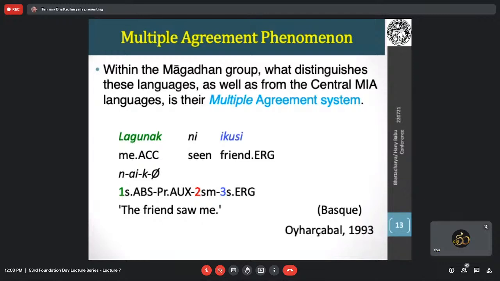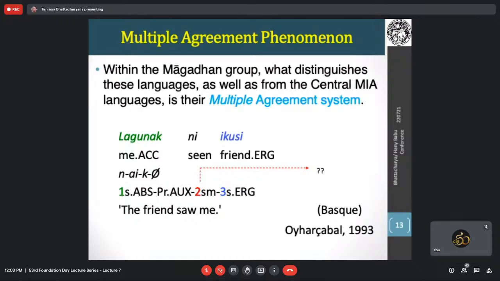So both the object and the subject are marked within the sentence at the same time. But of course, there is something a little worrying about this. What is this two doing here? Because the sentence is "the friend saw me." That means a third person did something, which is the act of seeing a first person, right? So there is a third person and first person. There is no second person. So where is the second person coming from?